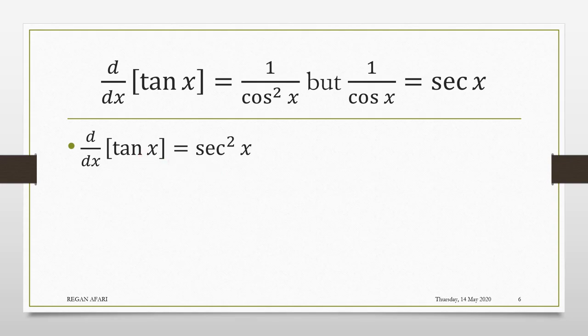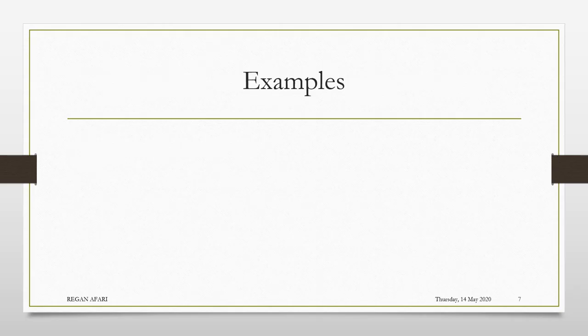Now let's practice with some examples. We have y equals 3 sine x. To differentiate this, we keep the 3, then we differentiate sine, and when we differentiate sine, we get cos. Hence our answer should be 3 cos x. Simple.